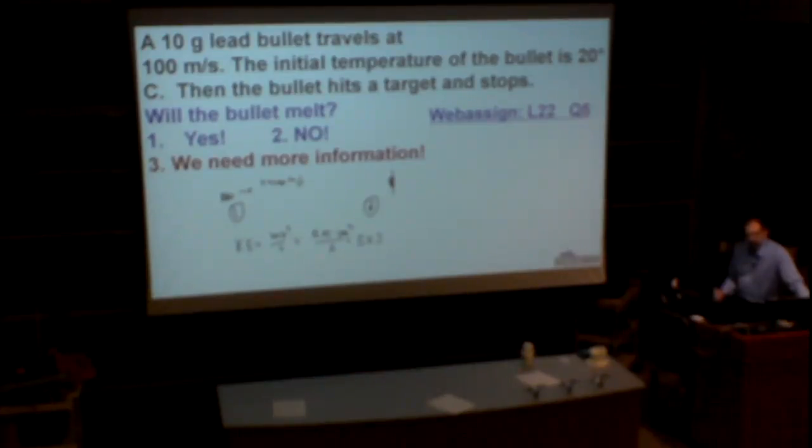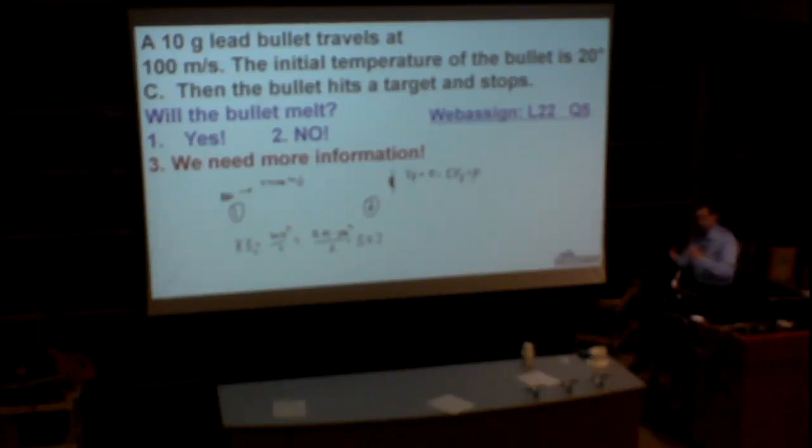When it stops, final speed is 0, which means final kinetic energy is 0. But we know that energy can't disappear. Mechanical energy can change, potential energy can change, kinetic energy can change, but energy in general cannot disappear. So where does it go?